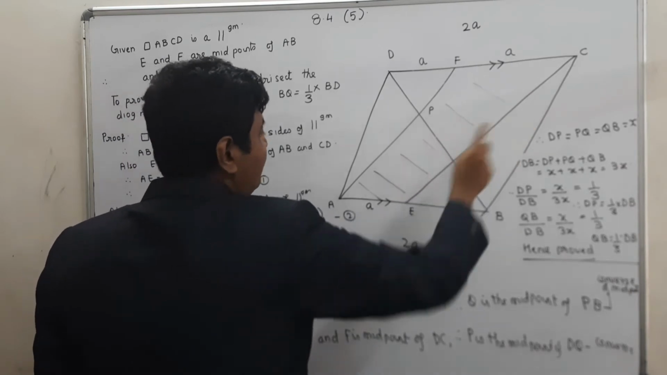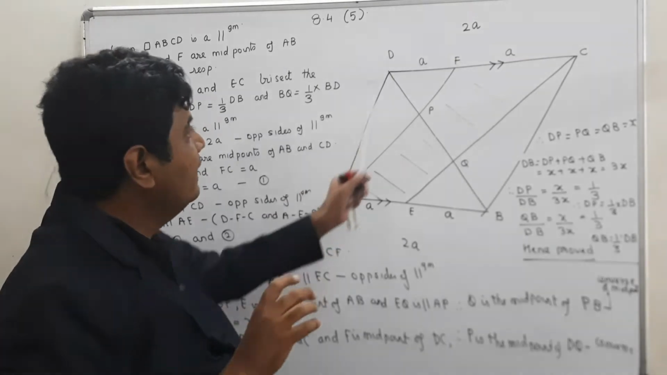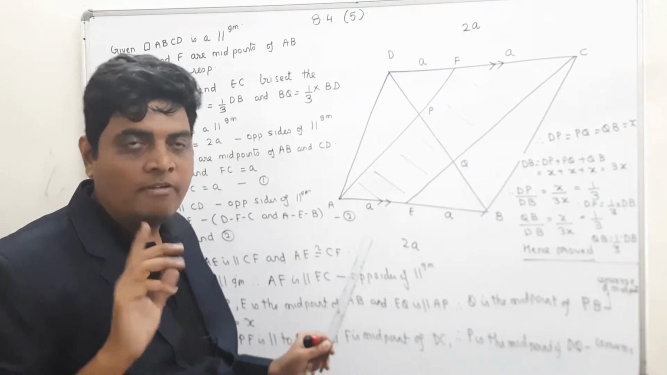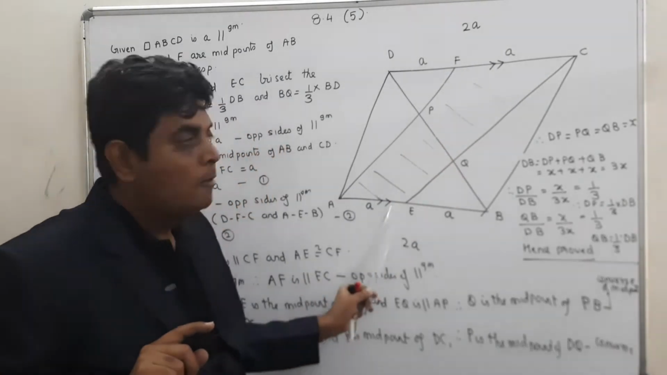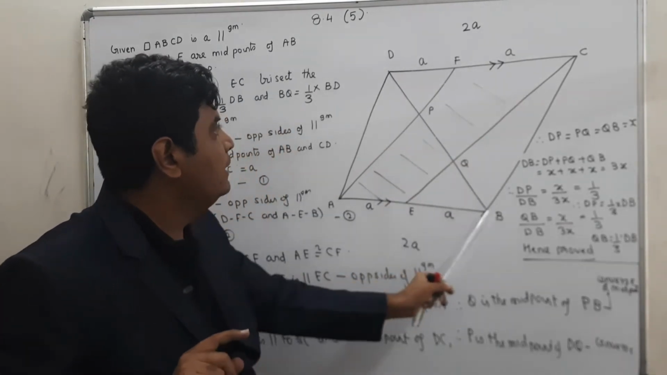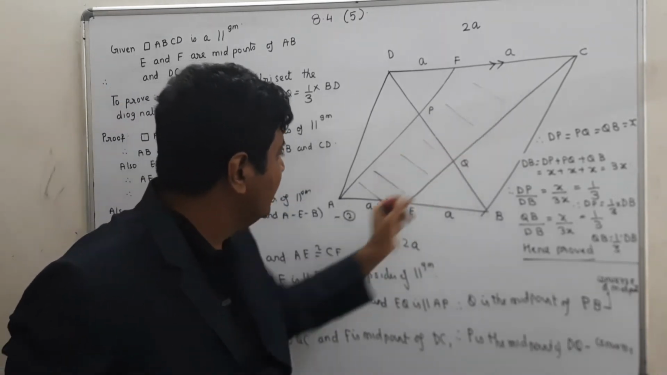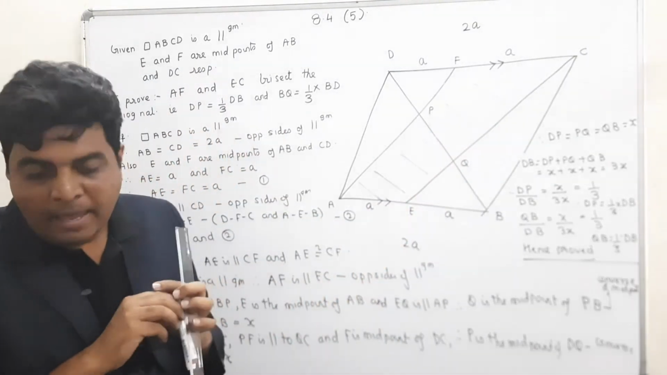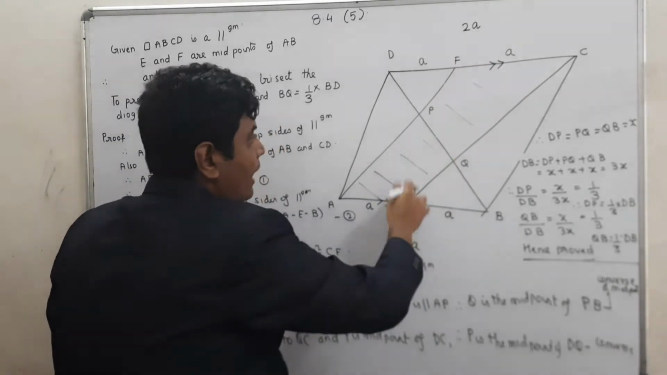So can I say FC is equal to AE? Yes, both are equal to A. Also, can I say DC is parallel to AB? Why? Opposite sides of a parallelogram are parallel to each other. So can I say FC is also parallel to AE? Why? Because D, F and C are collinear and A, E and B are collinear. So therefore FC is parallel to AE and FC is equal to AE. So AECF becomes a parallelogram. So quadrilateral AECF becomes a parallelogram.